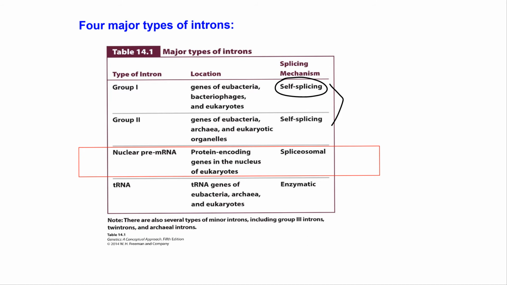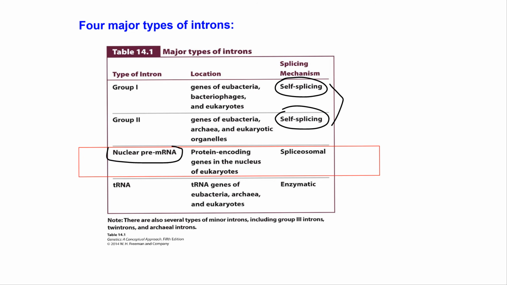Group 2 self-splicing introns are found also in bacteria, archaea, and eukaryotic organelles such as mitochondria and chloroplasts. There are several differences between Group 1 and Group 2, such as the complexity of secondary structure. However, one of the major ones is that Group 2, when splicing, creates lariat structures. Now, the major group of introns which we will focus on and spend more time discussing are nuclear pre-mRNA introns.